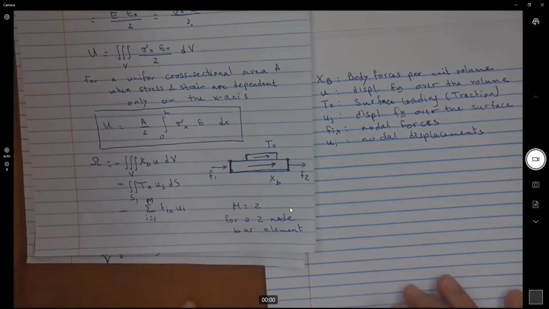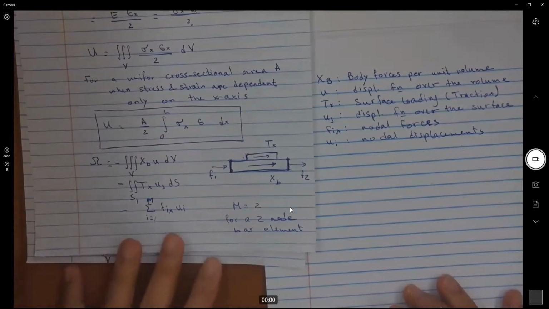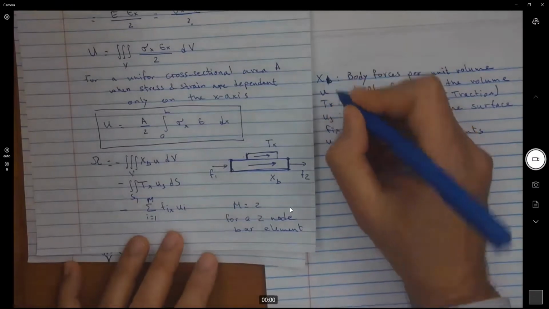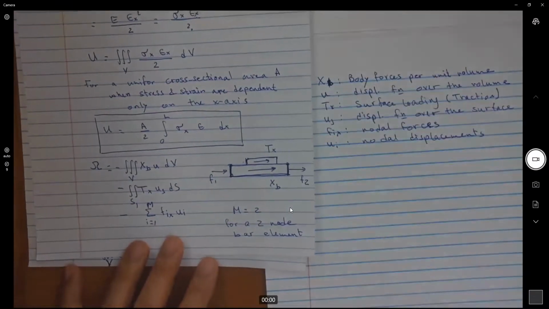For the body force, isn't it in capital B as well? I wrote it here. Yeah, I will keep it consistent. Lowercase b. Make it check. Sure.